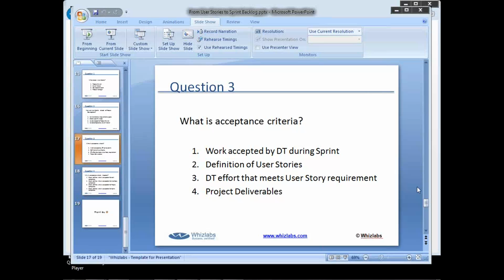DT implies development team. Sorry about that. DT is a development team. I will interchangeably use PO for the product owner, DT for the development team, which is also the Scrum team, and then I will also use SSM for the Scrum Master.